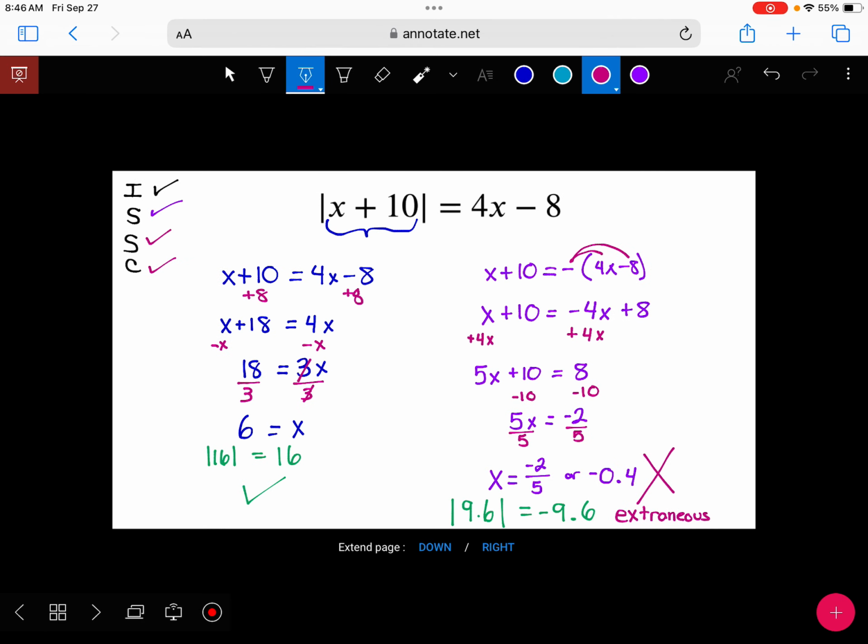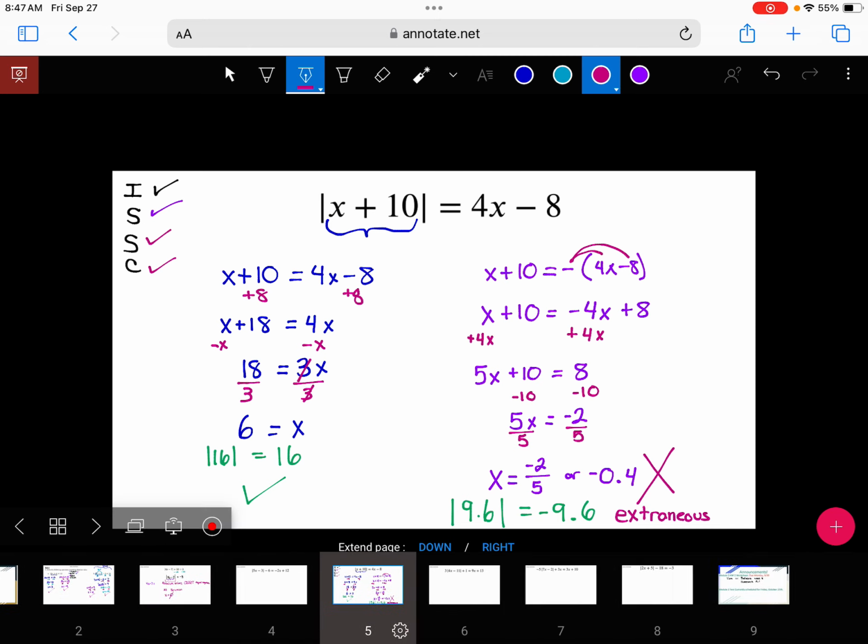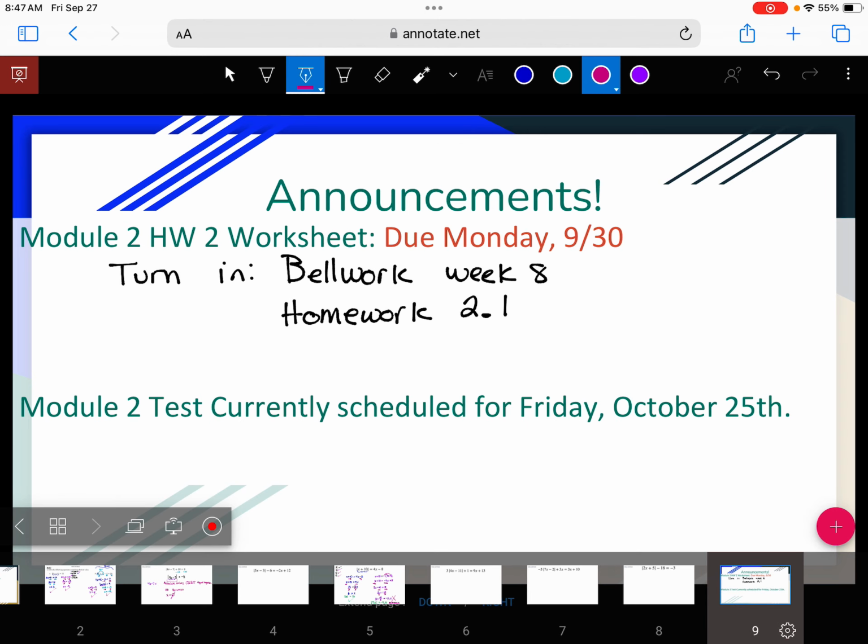All right. I know we had a lot of people with questions on homework 1, so I'm actually going to stop us here so that we have time to ask questions and look at things. I'm also going to pass out homework 2 so that we can look at that because homework 2 is due on Monday. You also need to turn in your bell work for week 8 and your homework 1 is due today. Okay? So I'm going to pass out homework 2.